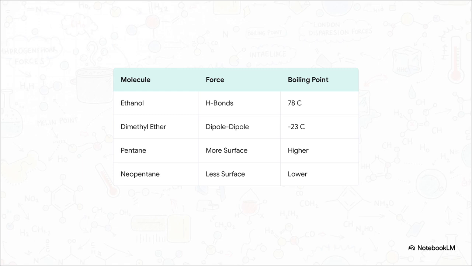Check out ethanol versus dimethyl ether. Ethanol has those VIP hydrogen bonds, meaning its molecules grip each other super tightly. It takes a massive amount of heat energy, up to 78 degrees Celsius, to break those handshakes and boil it into a gas. Dimethyl ether only has weaker dipole-dipole forces, so it boils off at a freezing negative 23 degrees Celsius. And look at pentane versus neopentane down there. Even with the exact same chemical formula, straight-chain pentane has way more surface area to make contact and form dispersion forces compared to a clumped-up, branched molecule. More surface area literally means more handshakes, which means a higher boiling point.